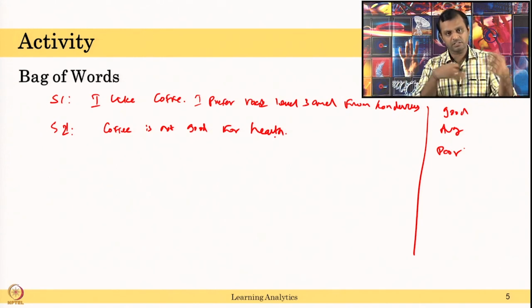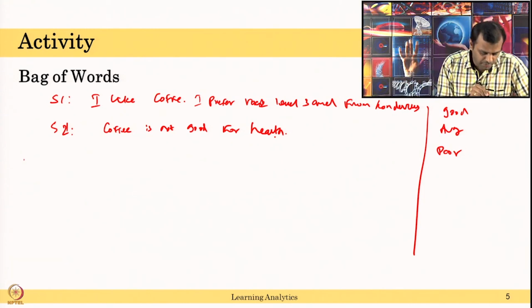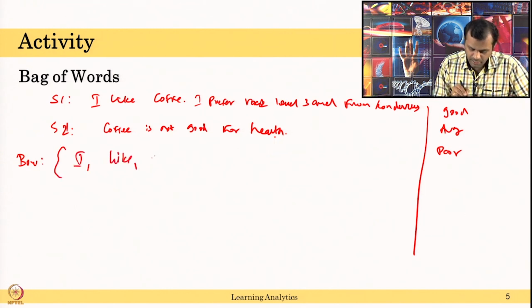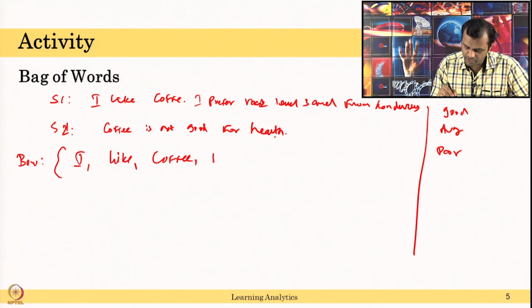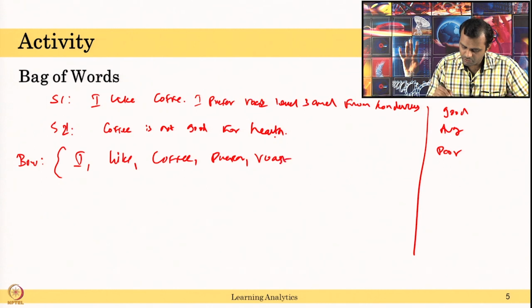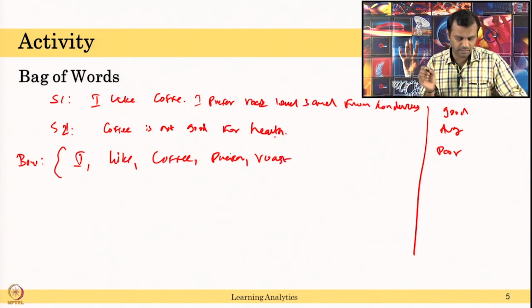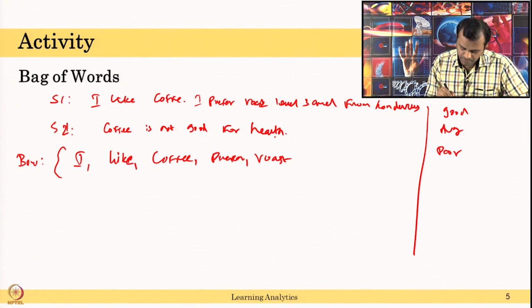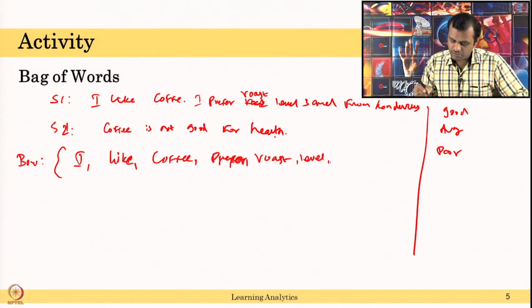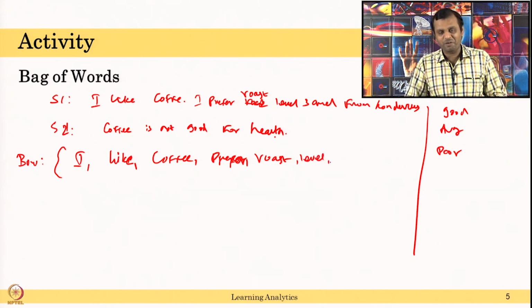From all these 100 sentences, you have to identify all the unique words and put them in one dictionary. So, the bag of words for the big sentence equals: I, like, coffee, prefer, roast, prefer, roast level. Now you might see what I am talking about, I am talking about a bigram.